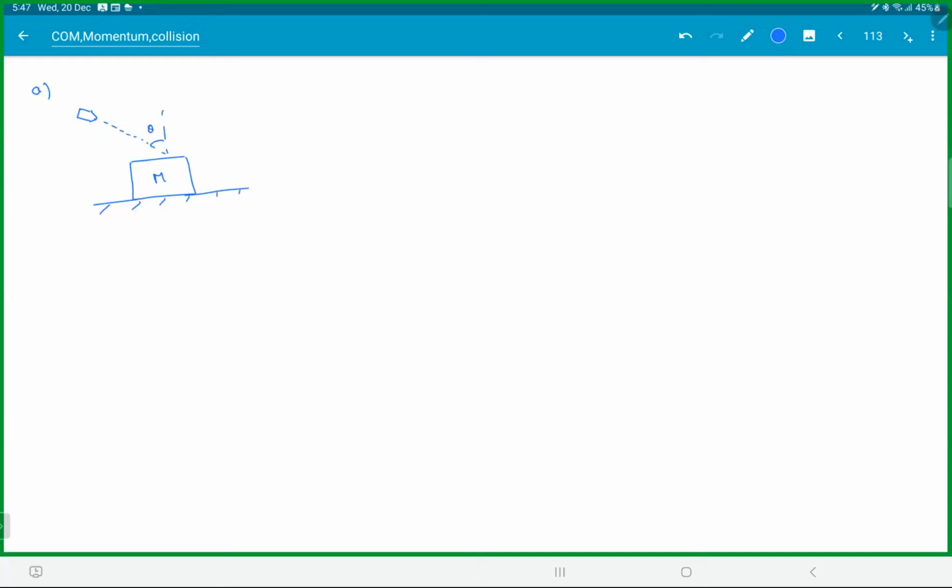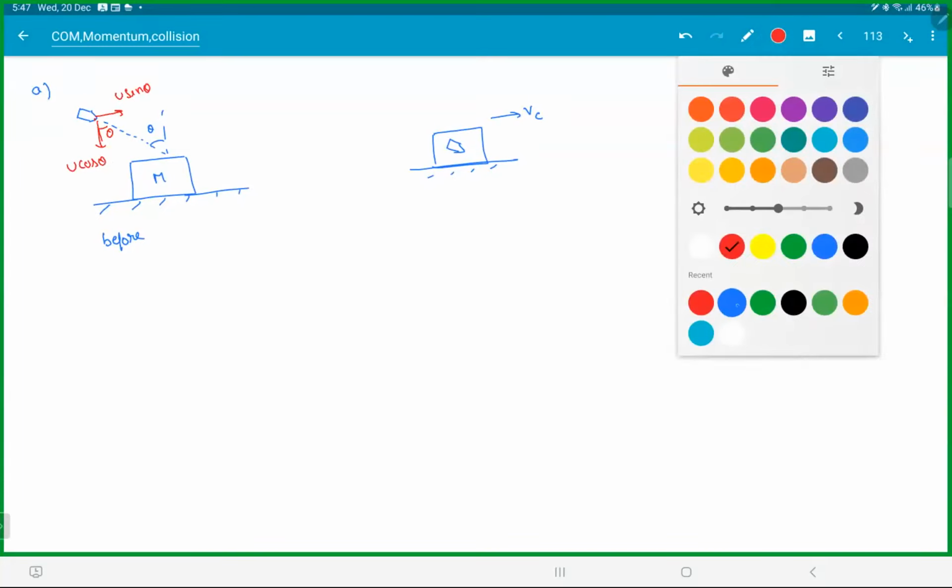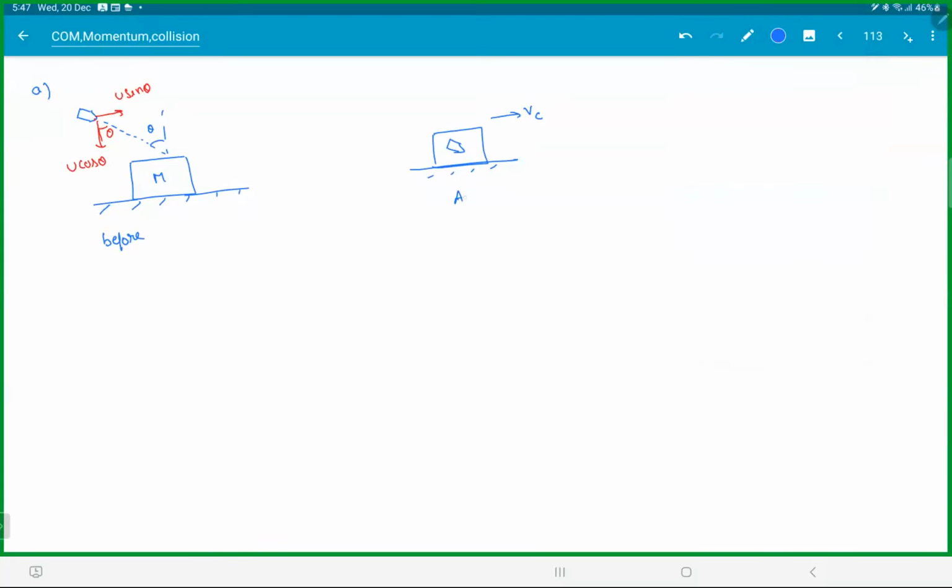This is theta. So this is before collision. After collision, the bullet gets embedded and the whole thing is going with some common velocity v. This is theta here, so this would be u cos theta and this would be u sin theta. This is after collision.